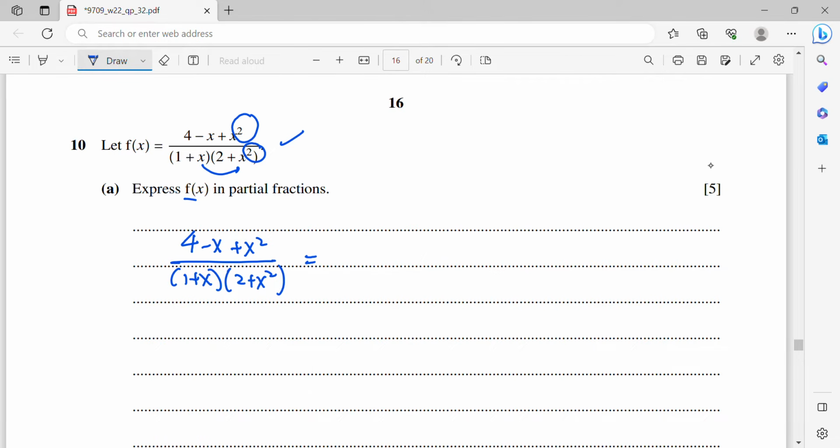So now, we write the denominator 1 plus x plus the other denominator 2 plus x squared. For the denominator 1 plus x, the numerator will be a constant, which is A. Then for the denominator 2 plus x squared, the numerator will be a linear function, which is Bx plus C. So now, comparing to the left hand side, we need to multiply the denominator, and the first term must be multiplied by 2 plus x squared for the numerator and denominator.